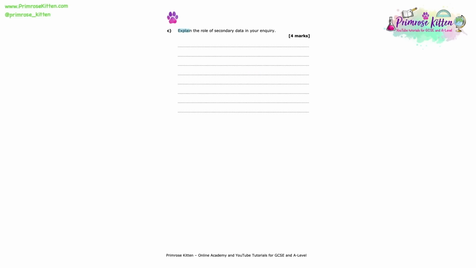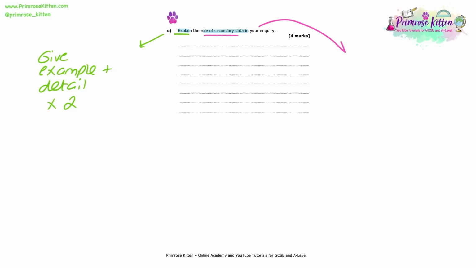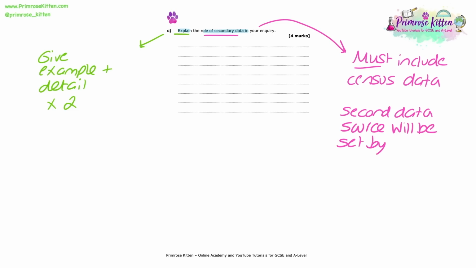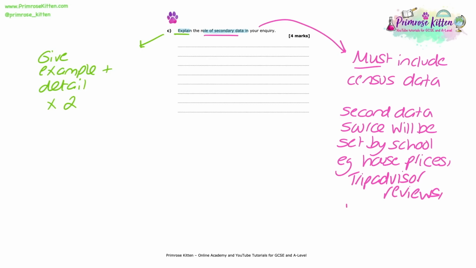Part C. Explain the role of secondary data in your inquiry for 4 marks. To achieve full marks on this question, you need to ensure that you're including at least 2 examples with detail. In your response, you must include the use of census data. The second data source would have been set by your school, and it might include house prices, TripAdvisor reviews, or health data.